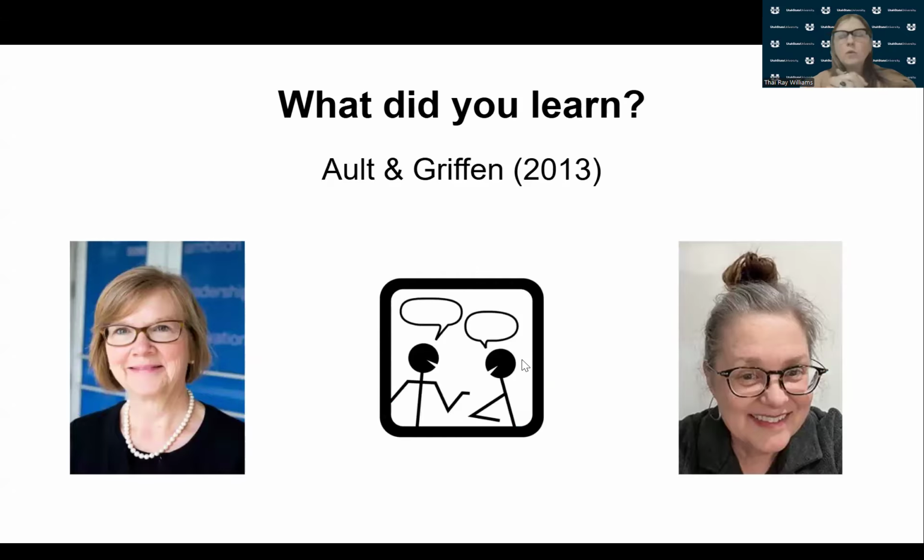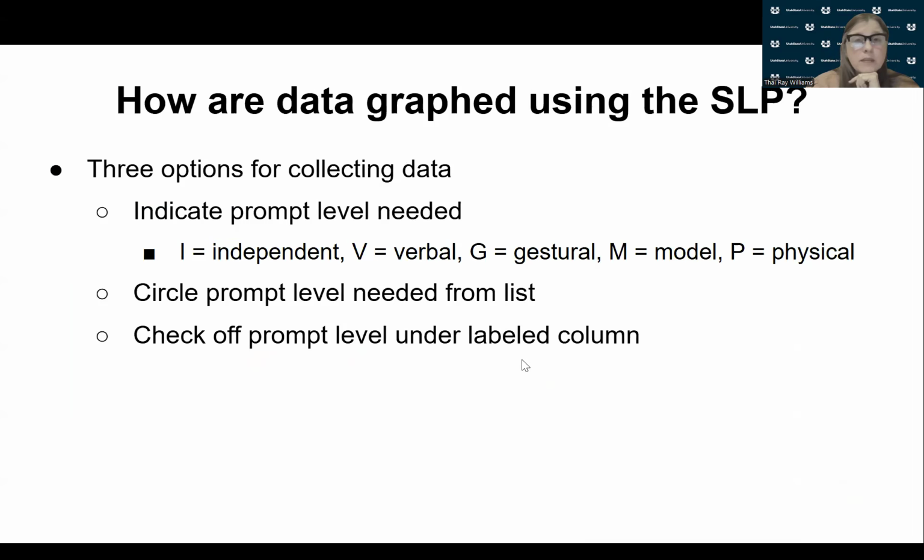You all read a wonderful article on the system of least prompts by Alt and Griffin. These are two forerunners in the area for this instructional strategy, which is an evidence-based practice. One of the things they talked about was data collection and data graphing. So what we're going to do now is look at three different options for data collection for the system of least prompts.